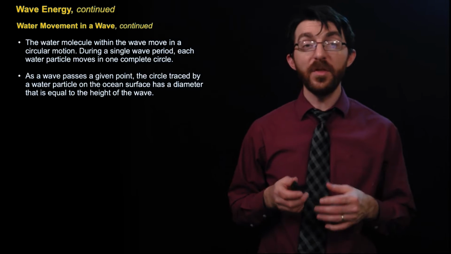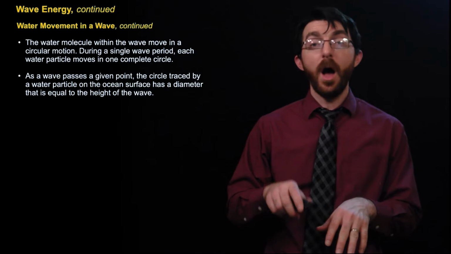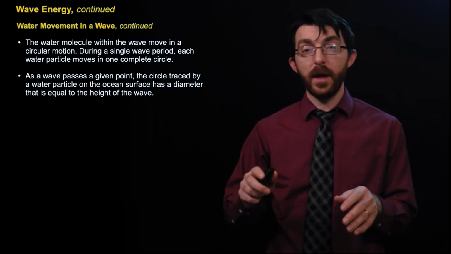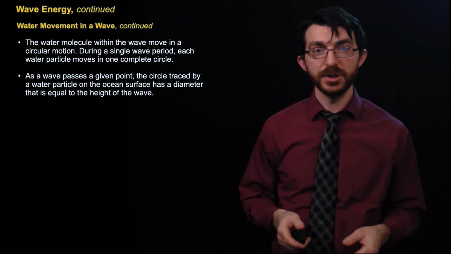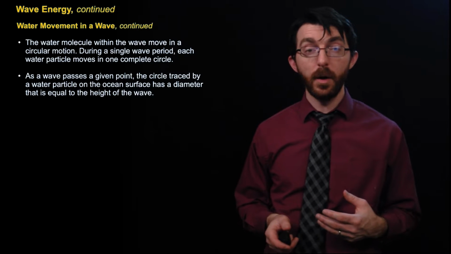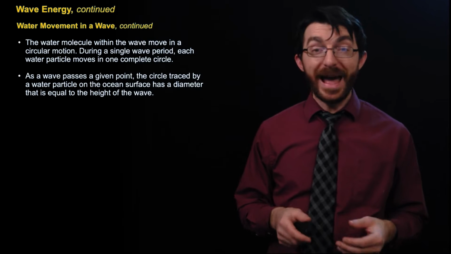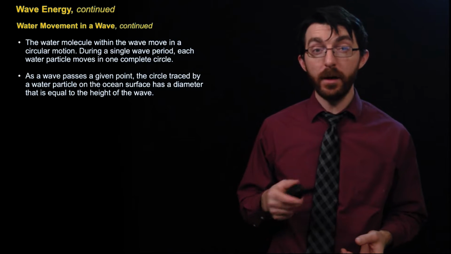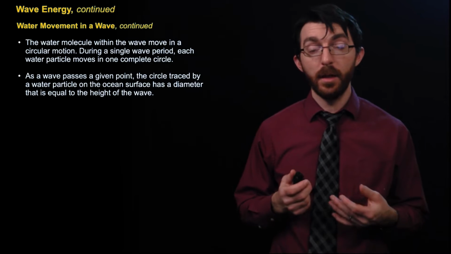The water molecule within the wave actually moves in a circular motion because there's the up-down part, but then there's also the push-return part. So you end up with a push up, return down. It's a circular motion. So during a single wave period, each water molecule will move in one complete circle. As a wave passes a given point, a circle traced by a water particle on the ocean surface has a diameter that is equal to the height of the wave.